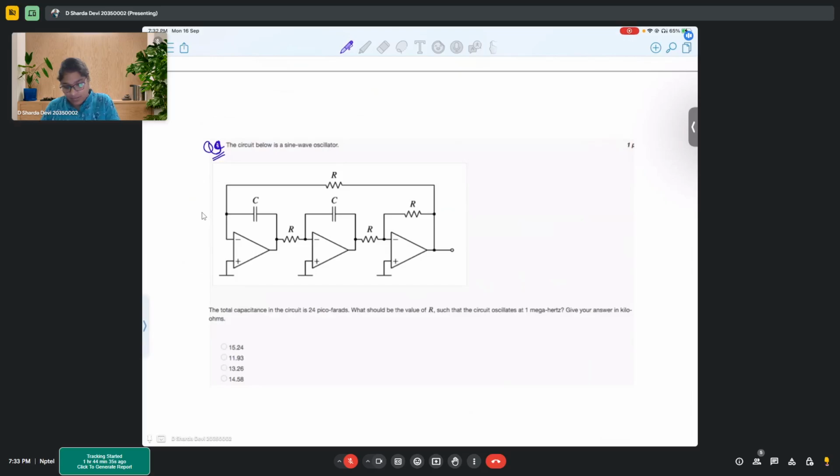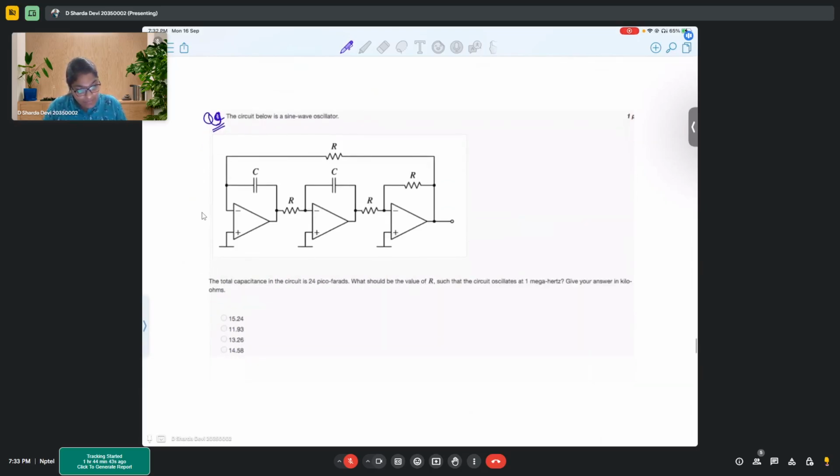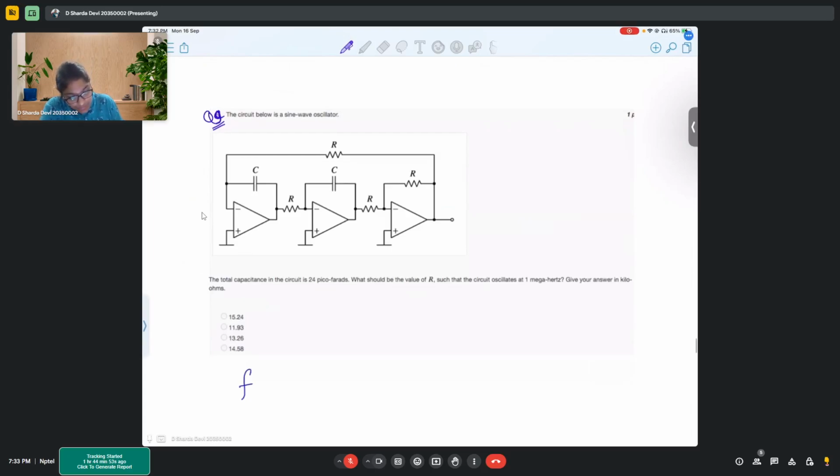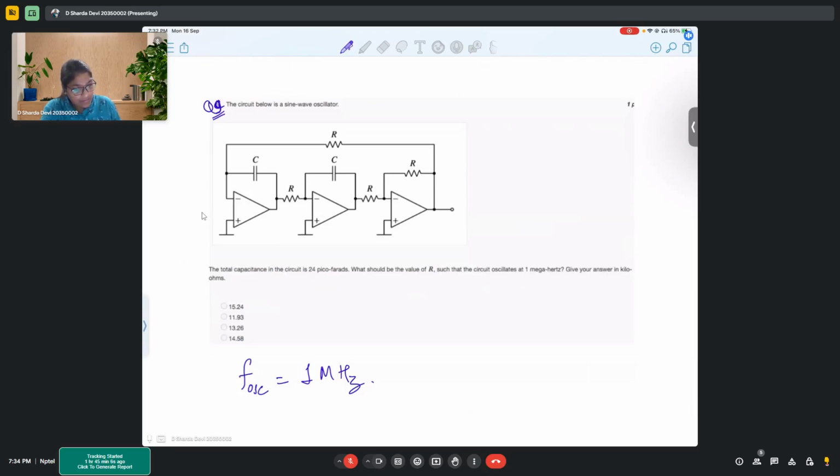In this particular sine wave oscillator, the total capacitance in the circuit is 20 picofarads. What should be the value of R such that the circuit oscillates at 1 megahertz? So the oscillation frequency is given as 1 megahertz, and you have to find the value of resistance in kilo ohms.